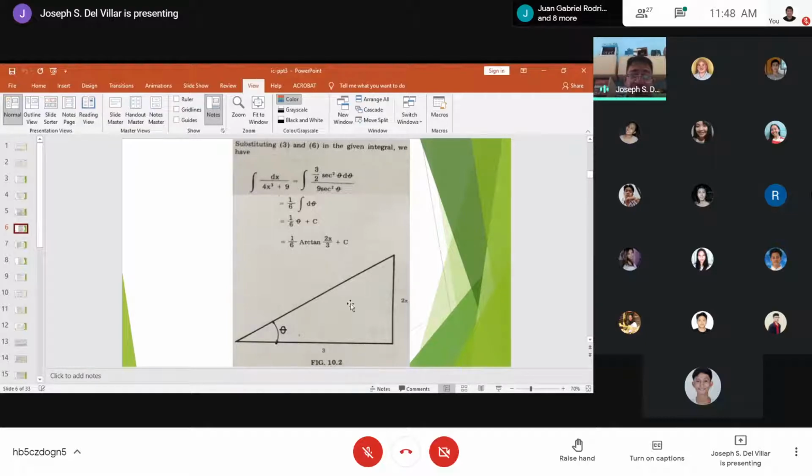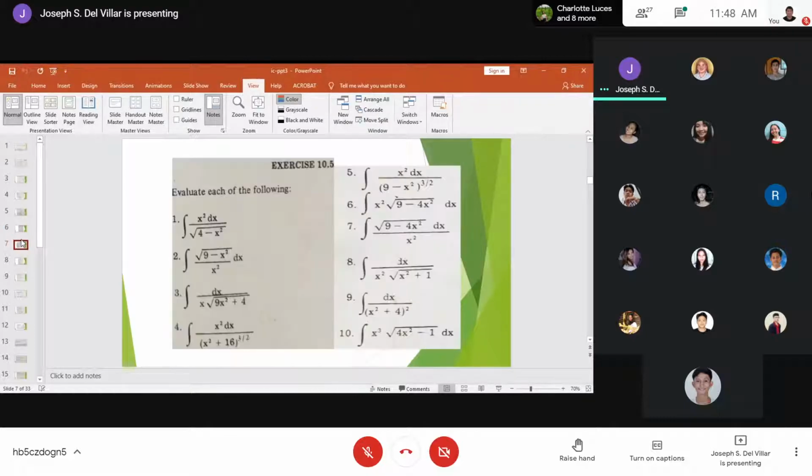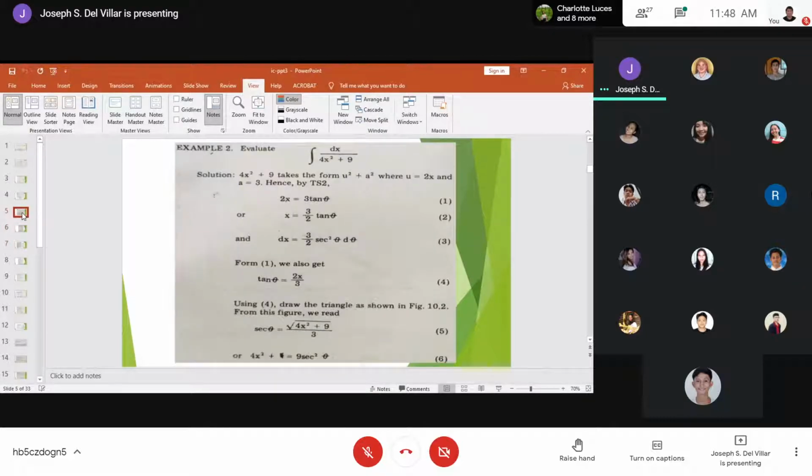Now, what will you write on the hypotenuse? How are you going to label the hypotenuse? Use Pythagorean. This is the square root of 2x squared plus 3 squared. Or that is the square root of what? 4x squared plus 9. Okay? 4x squared plus 9. So that's why we have 4x squared plus 9 here.